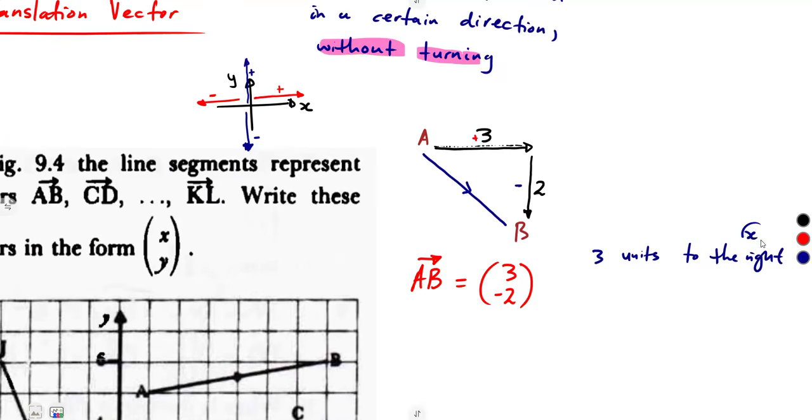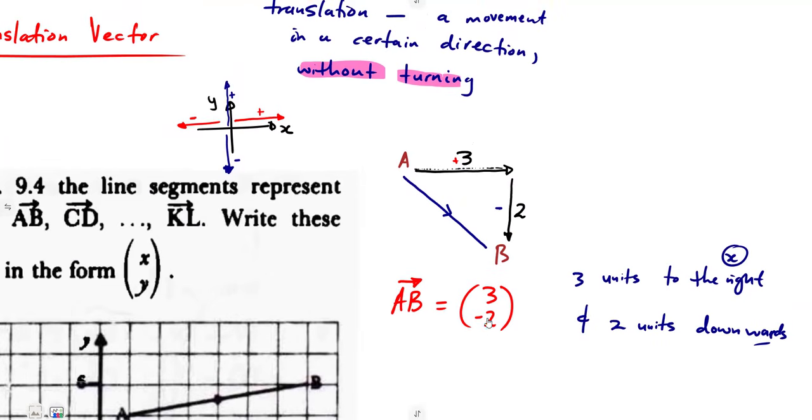On the x-axis, it's either to the right or left. On the y-axis, upwards or downwards. So in this case, a negative 2 represents what? 2 units downwards. Just like that. So this is the concept of a vector, a translation vector in actual sense.